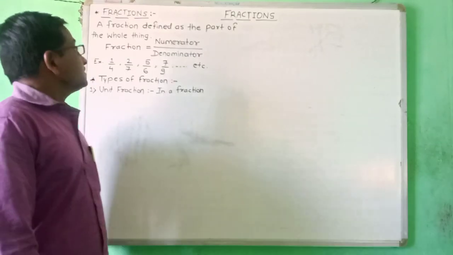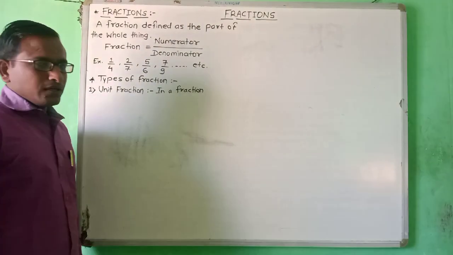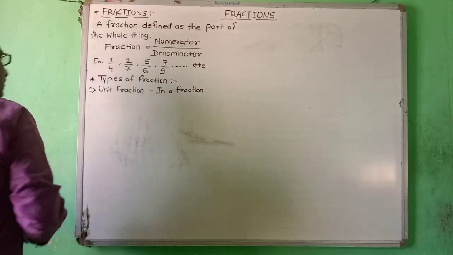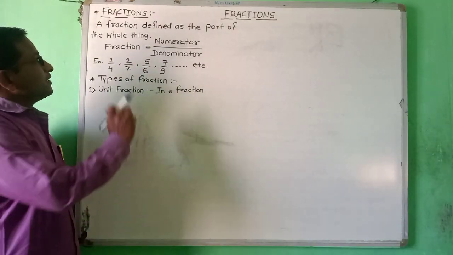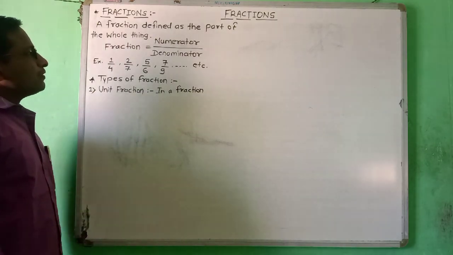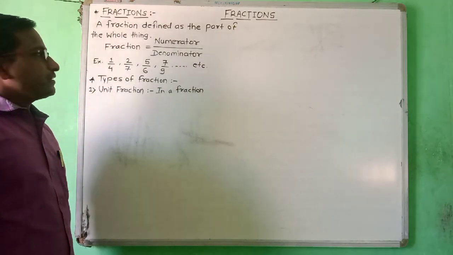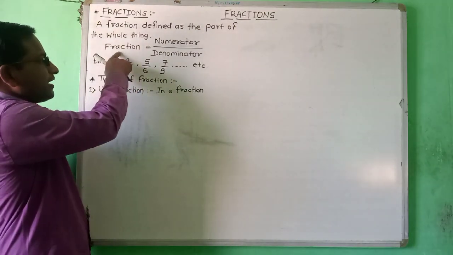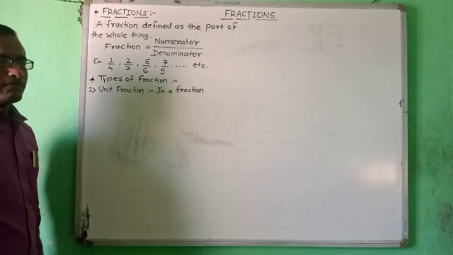A fraction is defined as a part of the whole thing. A fraction has two parts, namely numerator and denominator, that is represented as fraction is equal to numerator upon denominator.